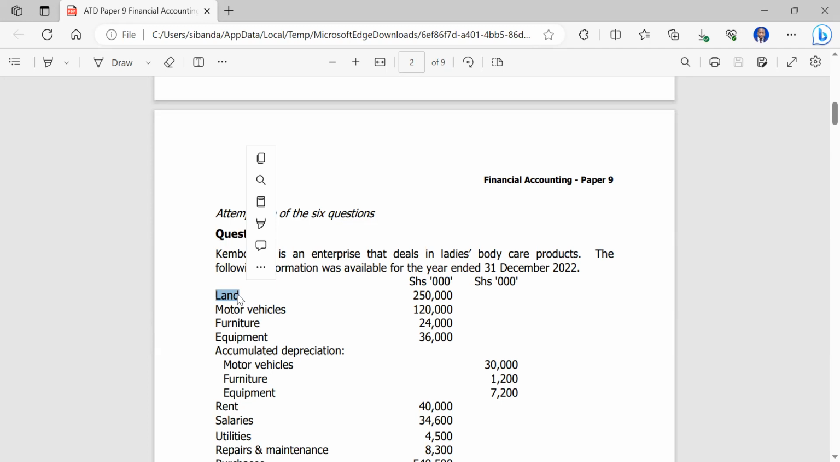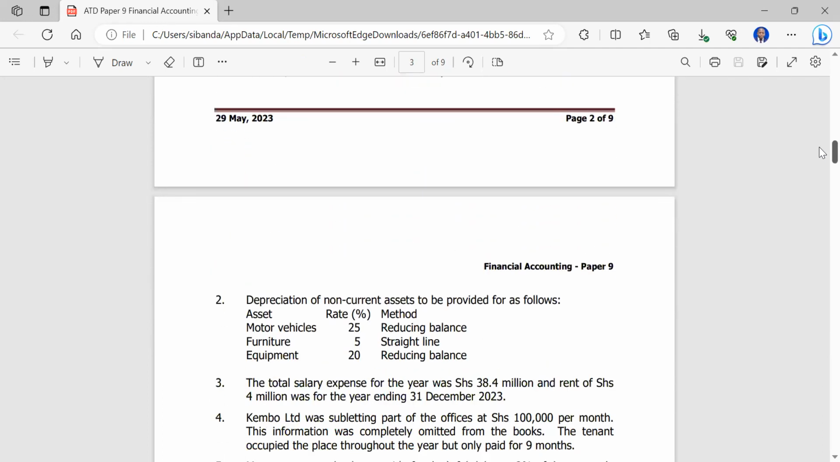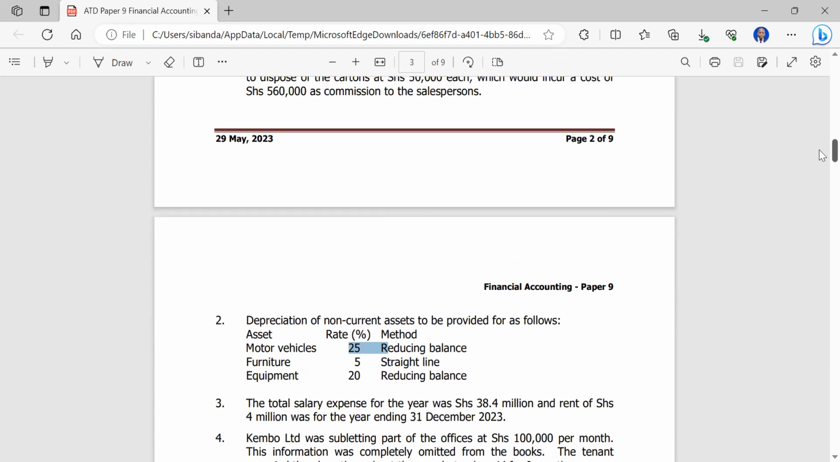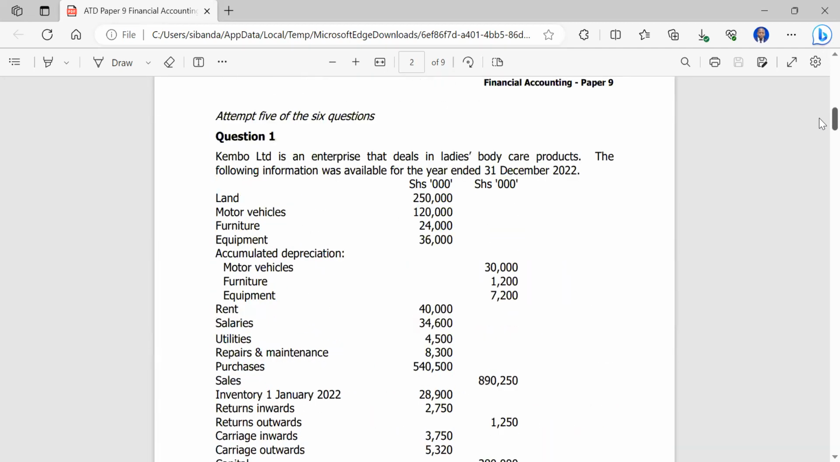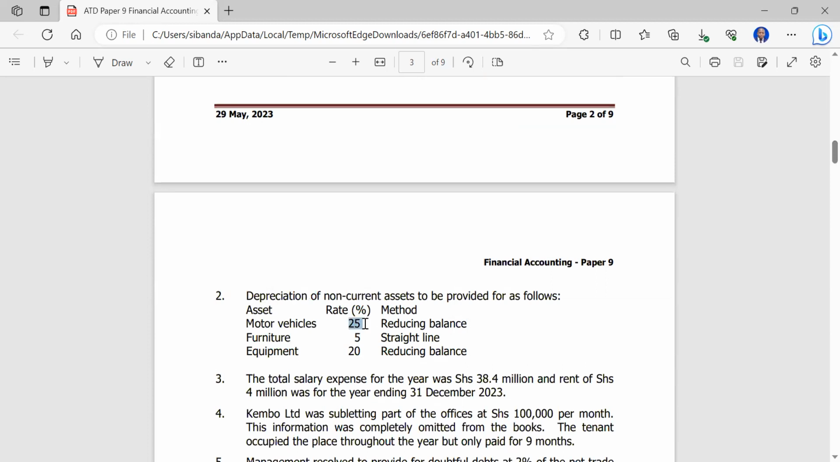Now, once we have left out land, we're now going to depreciate these assets. Like I said, we have two methods: reducing balance and the straight line method that are examinable. Now, if they're telling us 25% on reducing balance, it means that if I want to determine the depreciation for the year for motor vehicles, I'm going to get the value of the motor vehicle, which is 120, minus the accumulated depreciation, which is 30, and then I multiply what I get by the 25%, isn't it?